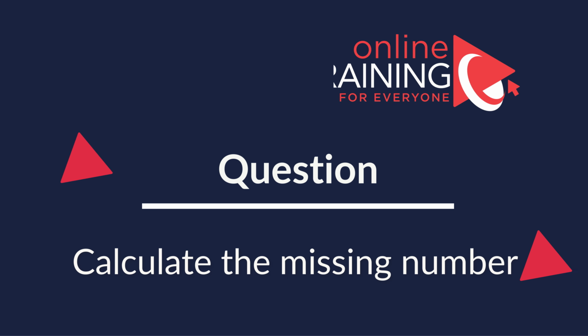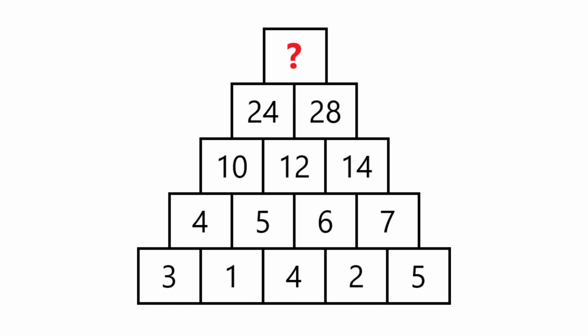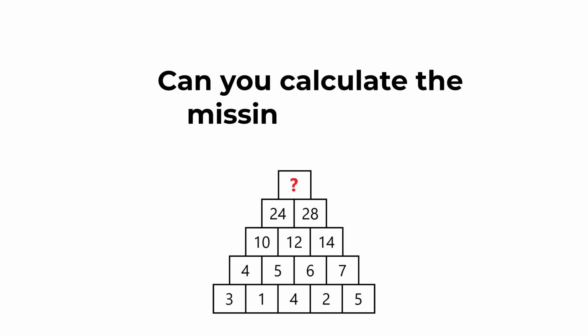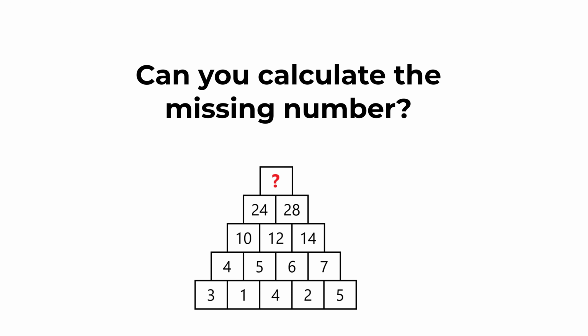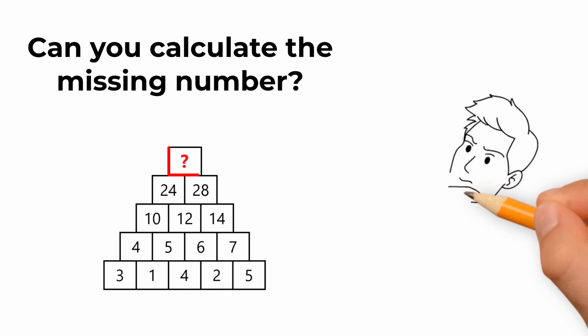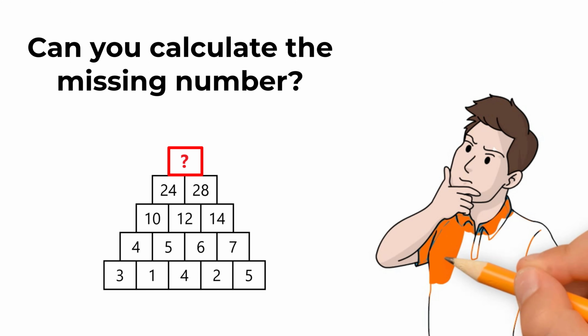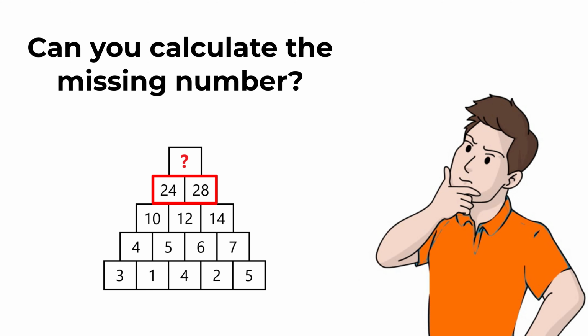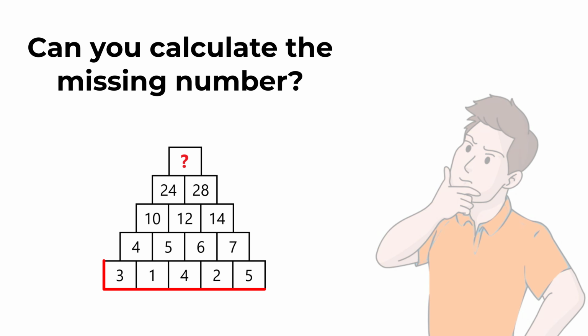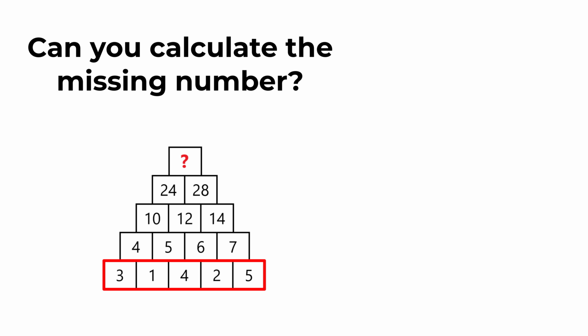Here's one of my favorite questions, and it is my favorite because it is so unusual. You are presented with the pyramid. Pyramid contains 5 different layers. If we go from the top to bottom, you have a question mark. This is the number that you need to uncover. The next layer contains numbers 24 and 28. Layer below this contains numbers 10, 12, and 14. Next layer has 4, 5, 6, and 7. And the last layer has numbers 3, 1, 4, 2, and 5.